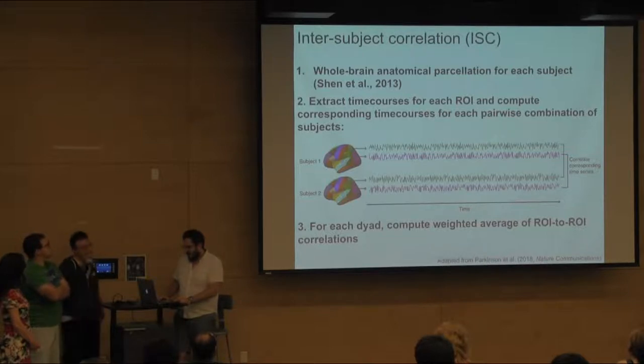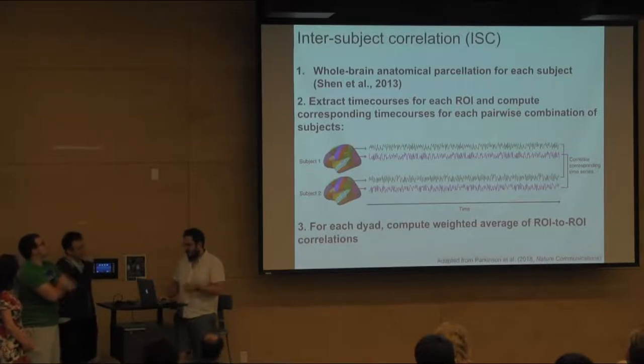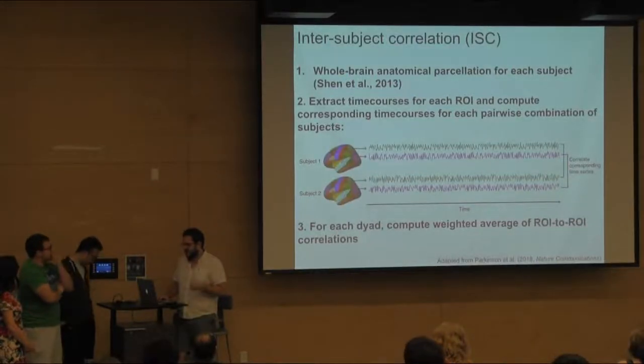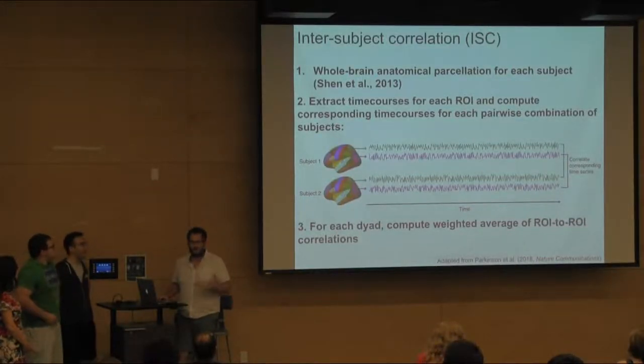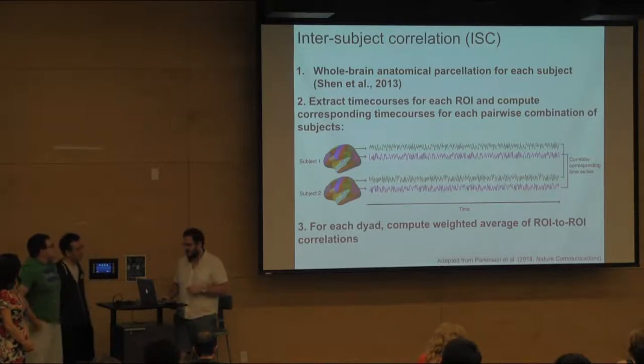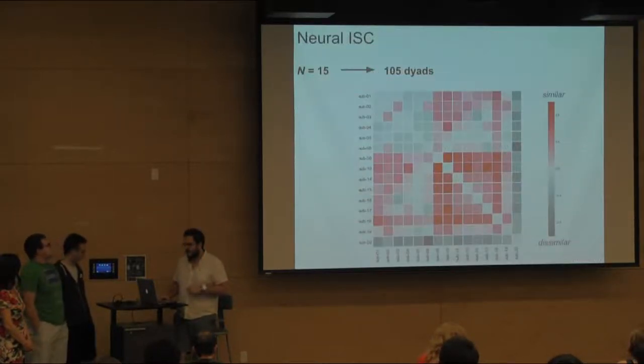So, yeah, I'm not going to go into this in detail, but basically, like I said, the main measure of interest that started us off is just this global measure of similarity in the neural time course between subjects. So basically, this involves just performing a whole brain parcellation, extracting time courses from ROIs, and then correlating those time courses and just getting a single average value per dyad. And then you can usually visualize that in a matrix like this.